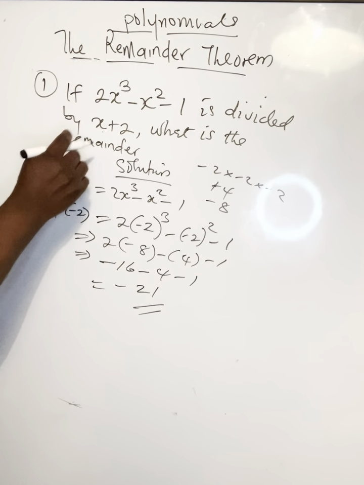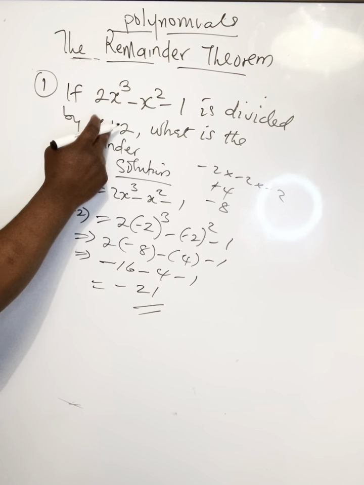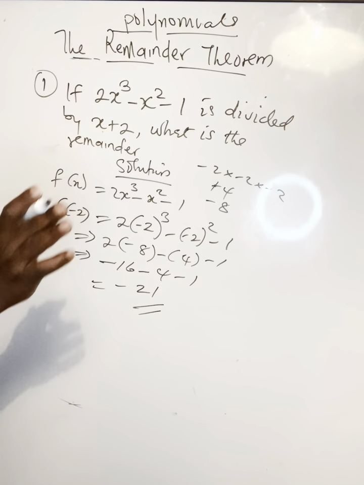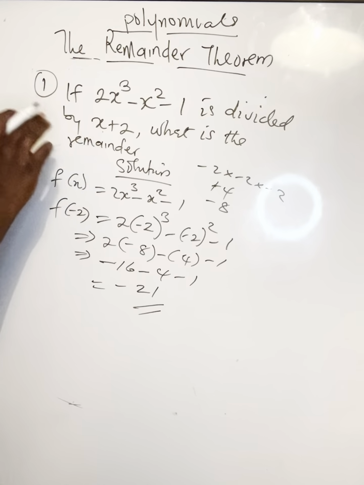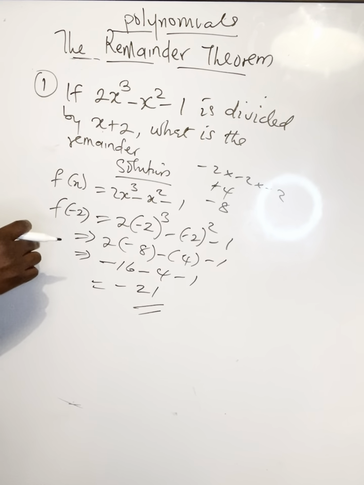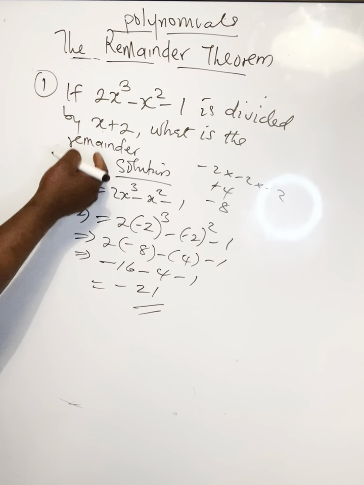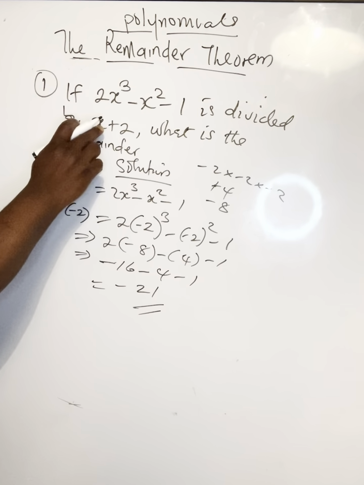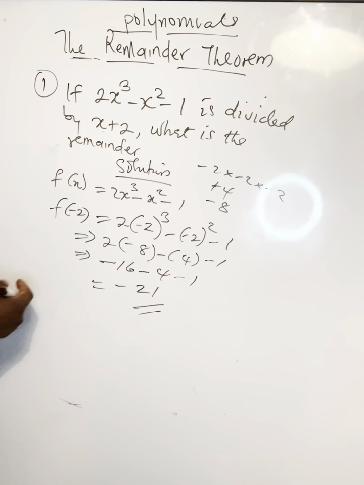So assuming that this is a factor of this, or it's not a factor: when this is divided by this and there's no remainder, you now know that x plus 2 is actually a factor. But since there's a remainder, it is not. Had it been a factor, this would give me 0.